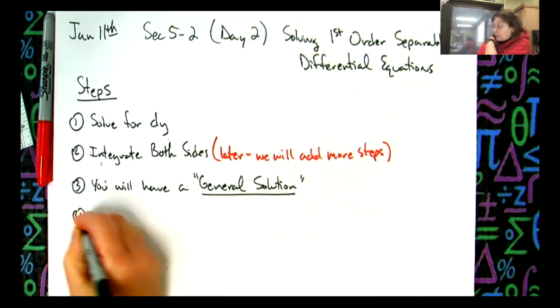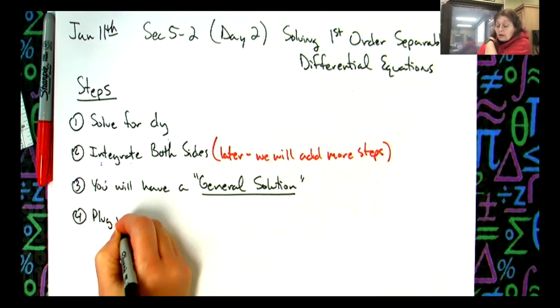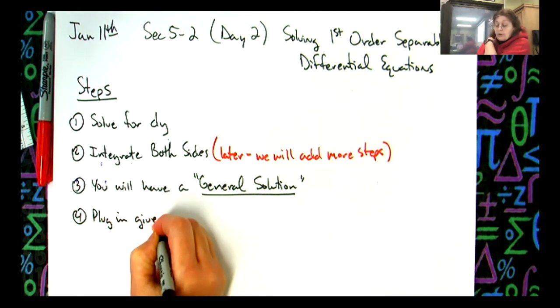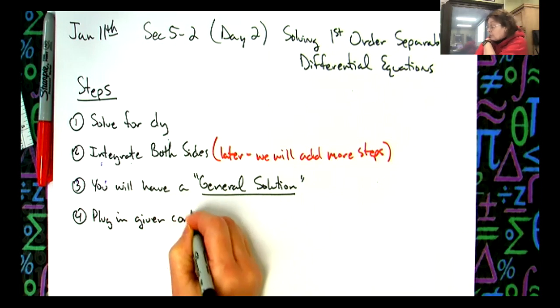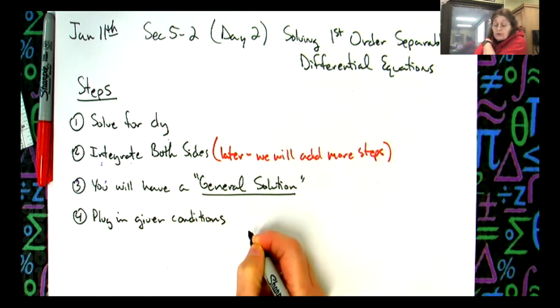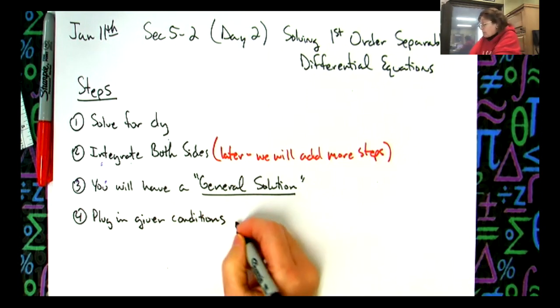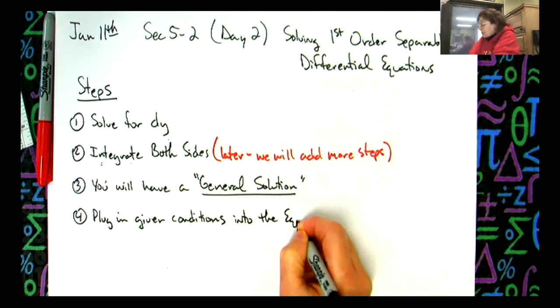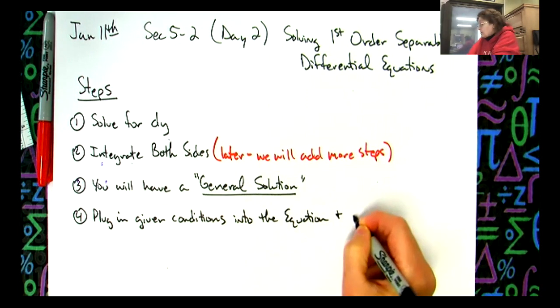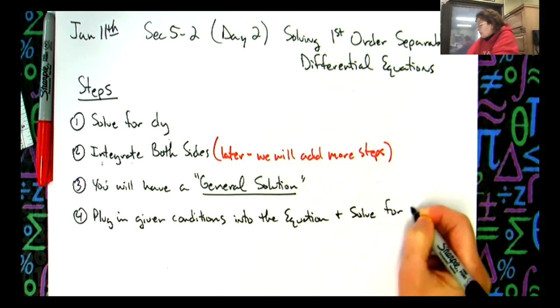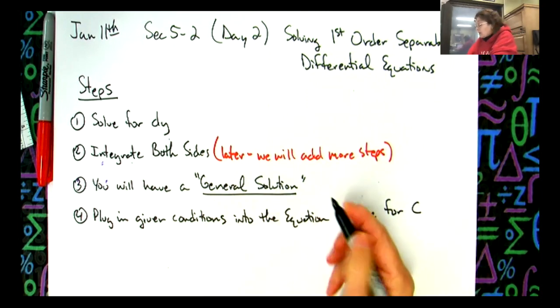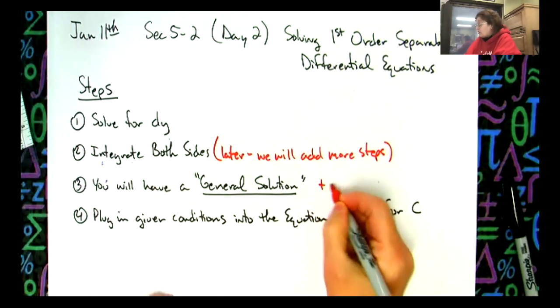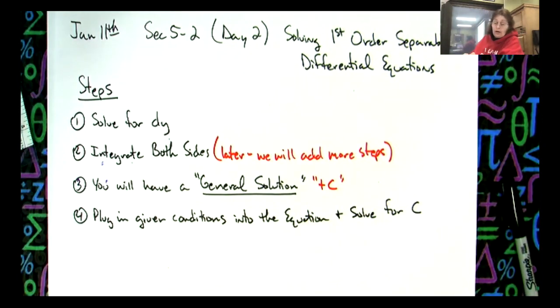Then our fourth step is we will plug in our given conditions or constraints, whatever you want to call it. Let's be a little more specific: plug the given conditions into the equation and solve for C. Because the general solution is going to have a plus C in the answer, if I take my given conditions and plug them in for everything except C, then I can solve for C, and then I know what C is.